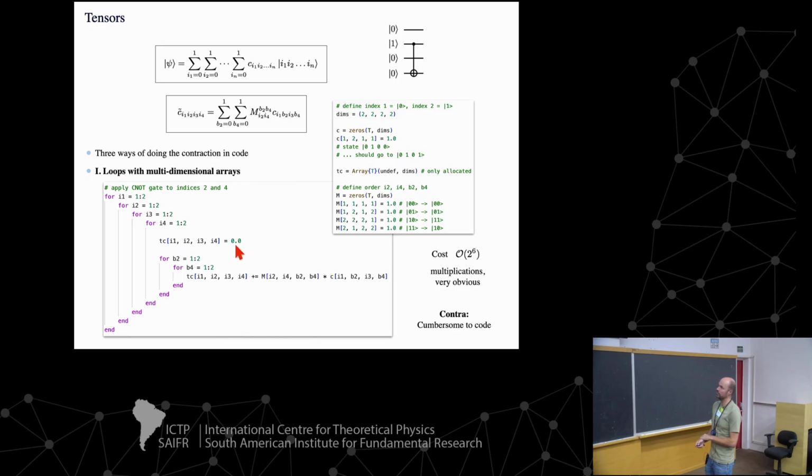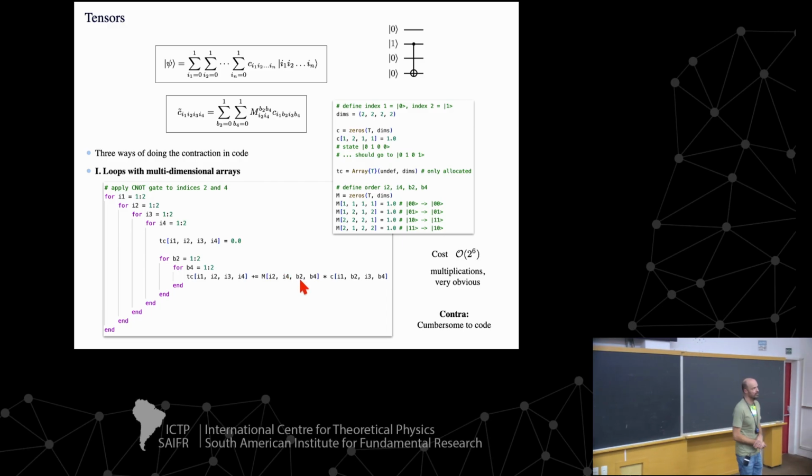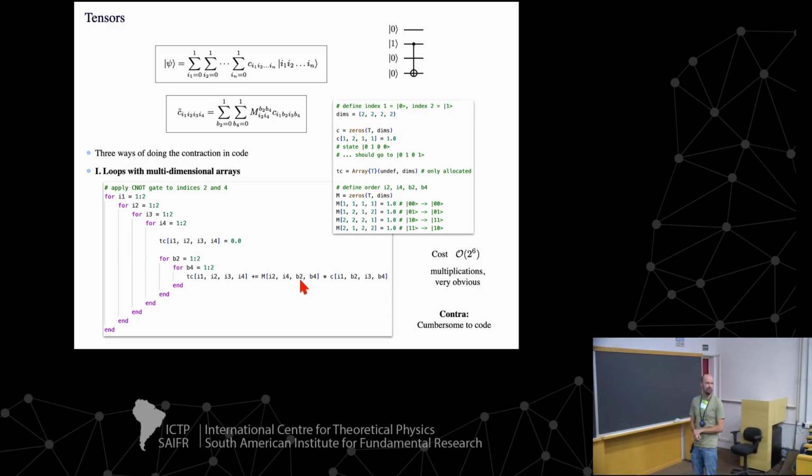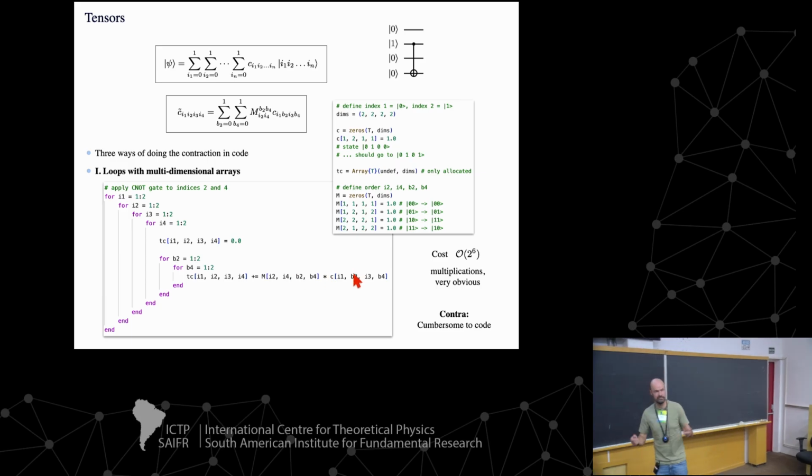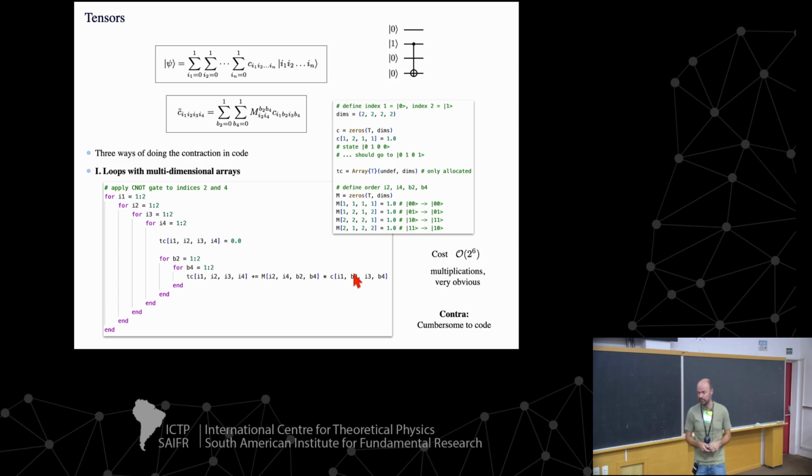I start by setting it to 0. And then I loop over this and do the multiplication, adding each term of this sum over B2 and B4. So this is one way that I could write this contraction. As you see, it's probably not the most ideal way because it's really cumbersome to write. But one nice thing is you can immediately see why this costs you 2 to the power 6 elementary operations, because I have these 6 for loops. And in this inner loop, this operation I will do 2 to the 6 times. So 2 to the 6 multiplications of numbers show up here.